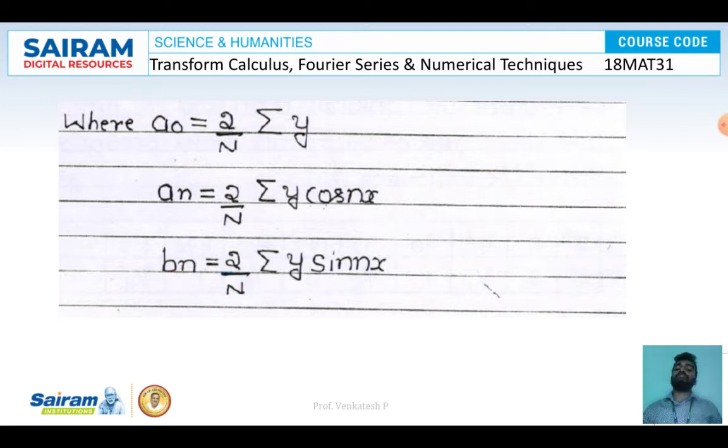To find the values of a1, a2, a3, I'll be replacing n with 1, 2, 3. Similarly, to find the values of b1, b2, b3, I'll be putting n equal to 1, 2, 3. Therefore, a1 is 2 by n summation y cos x, a2 will be 2 by n summation y cos 2x, a3 will be 2 by n summation y cos 3x. In the same way, b1 will be 2 by n summation y sin x, b2 will be 2 by n summation y sin 2x, b3 will be 2 by n summation y sin 3x.